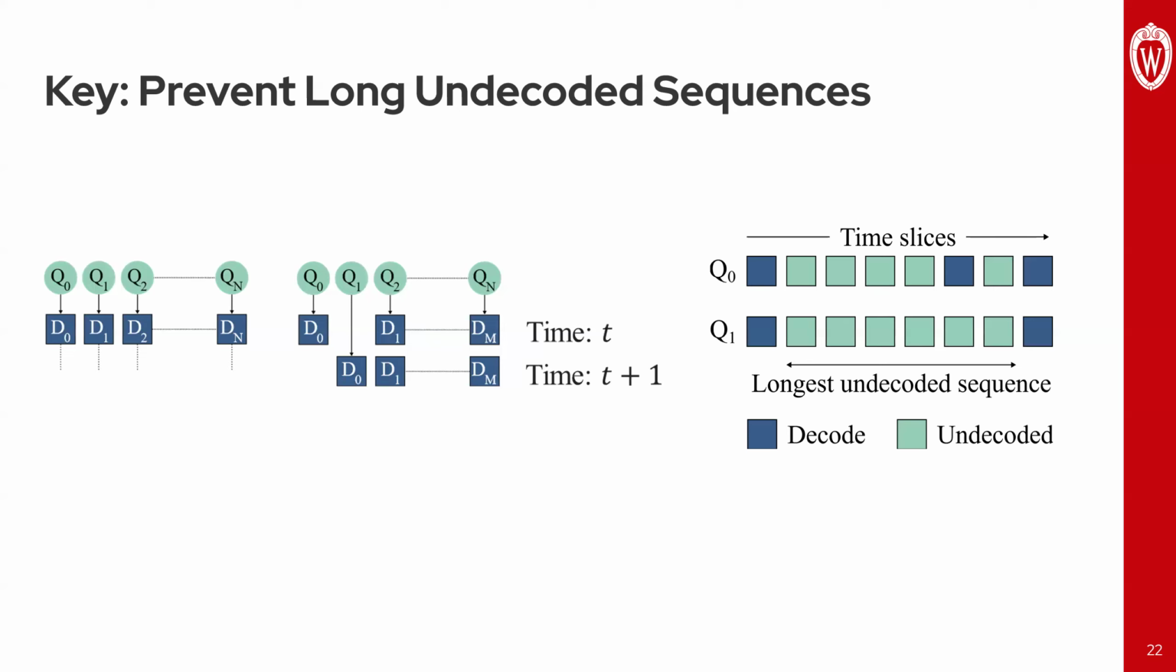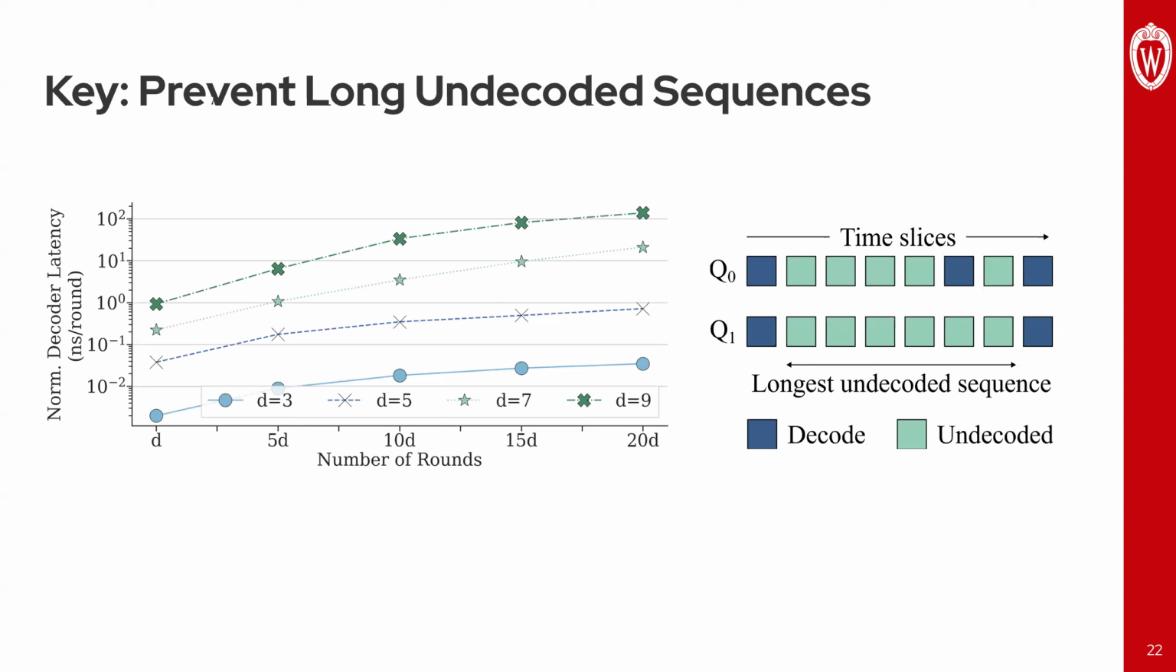The image on the right shows you two logical qubits, Q0 and Q1. And Q1 remains undecoded for, let's say, 6 time slices. What we want to do is ensure that this duration for which a logical qubit is undecoded is minimized. And there was quantitative evidence suggesting that we should do this. This graph on the left is showing you why.